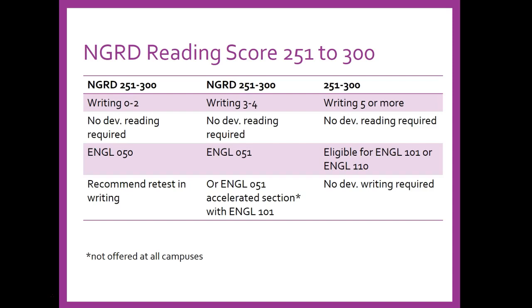If they test out of developmental reading and they score a 3 to 4, there's no developmental writing required, and their placement is only English 051. Or they could potentially have an accelerated section on those campuses where it's offered, where they are linked with an 051 and 101 section. And finally, if their reading score is 251 to 300, the writing score is 5 or more, that means that they are eligible for English 101 and English 110, and no developmental reading or writing is required.